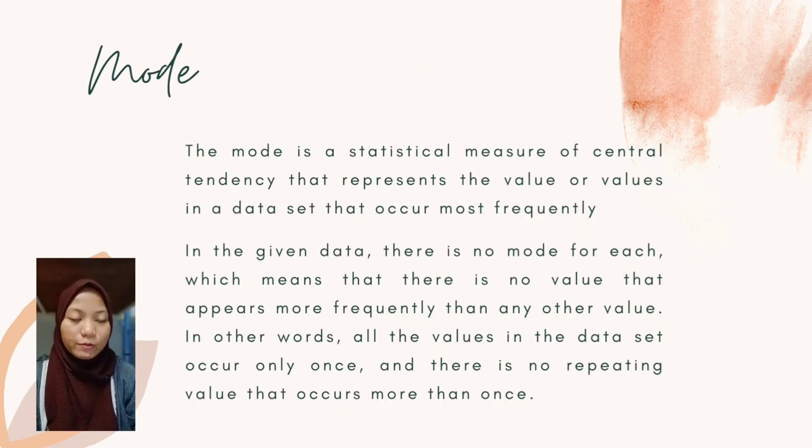Moving on to the mode. The mode is a statistical measure of central tendency that represents the value or values in a data set that occur most frequently. It is the value that has the highest frequency or occurrence in a given set of data. In our analysis, we found that neither dataset had a mode since each value appeared only once. This means that there is no value that occurs more frequently than others in the given dataset.